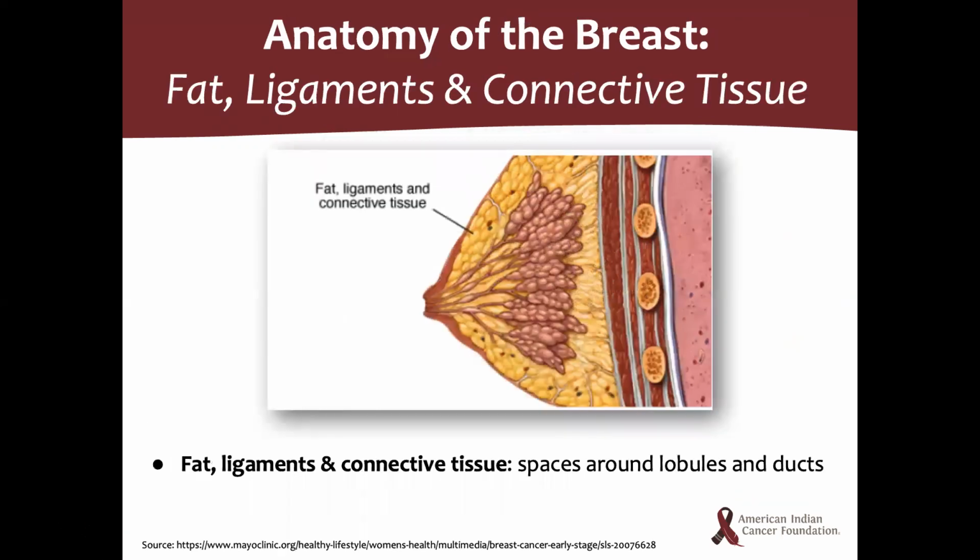The Mayo Clinic explains that the spaces around the lobules and ducts are filled with fat, ligaments, and connective tissue. It is the amount of fat in the breast that largely determines the size, but the actual milk-producing structures are nearly the same in all women. Female breast tissue is sensitive to the cyclic changes in hormone levels. Most women's breast tissue will change as they age, with more fat relative to the amount of breast tissue.